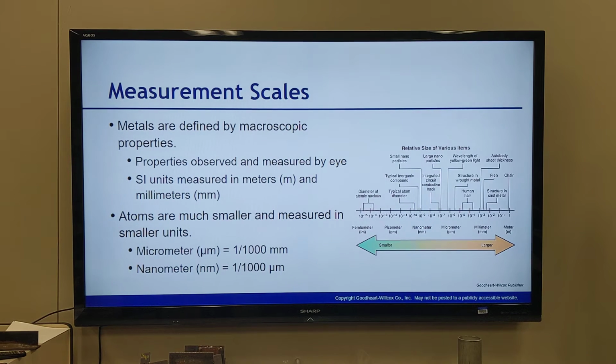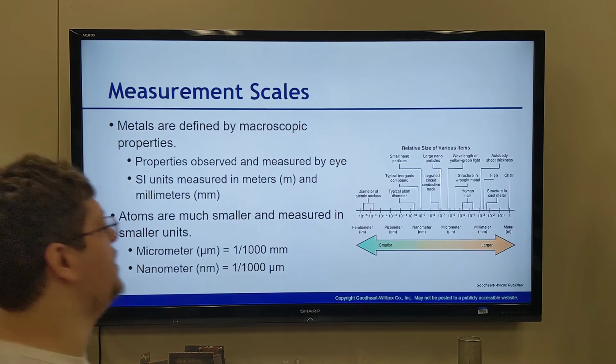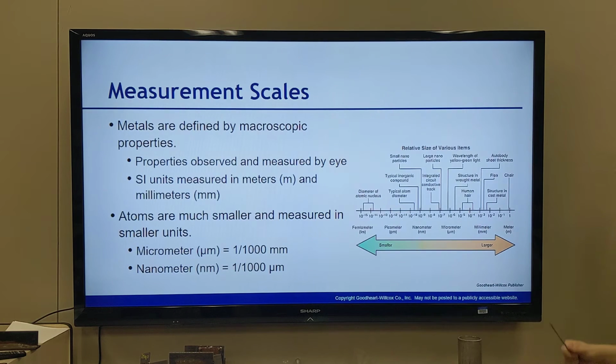When we're talking about stuff like atoms, and then the structures of metal and the grains, we are talking about stuff that is on an extremely small scale. If you want to think about this, if we look at the relative size of various items, this is 1 meter, and this is what you typically measure your chairs in. Also, we get over here to 10 to the negative third power, and we're talking about fleas. And we know how small a flea is, but then we get to 10 to the negative 5 to negative 4, and that's a human hair.